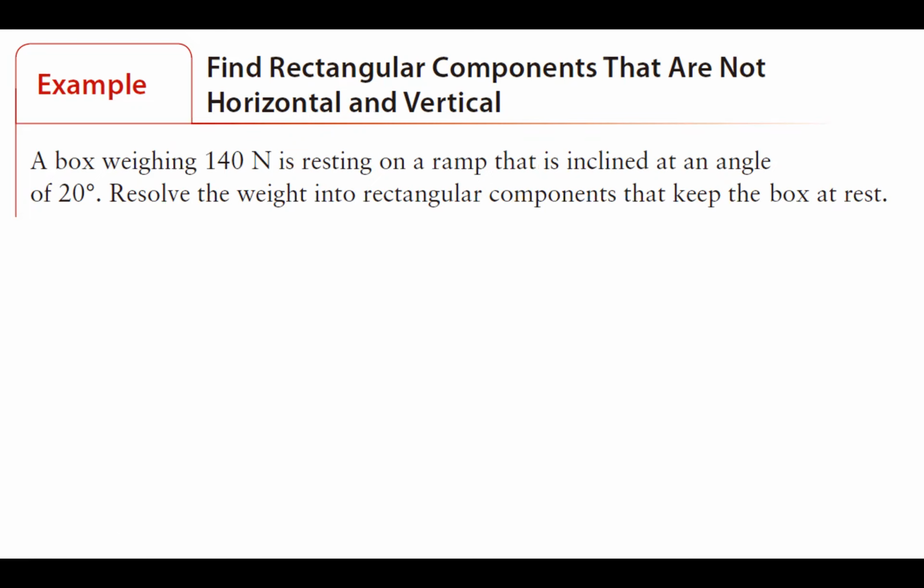Find the rectangular components that are not horizontal and vertical. A box weighing 140 newtons is resting on a ramp that is inclined at an angle of 20 degrees. Resolve the weight into rectangular components that keep the box at rest. Okay, again, I'll give you 5 minutes to have a look at this example.